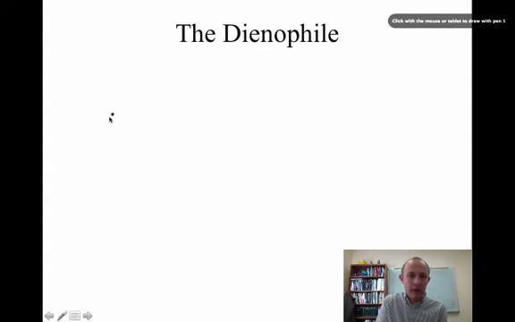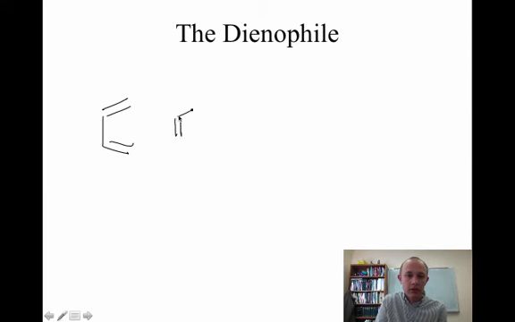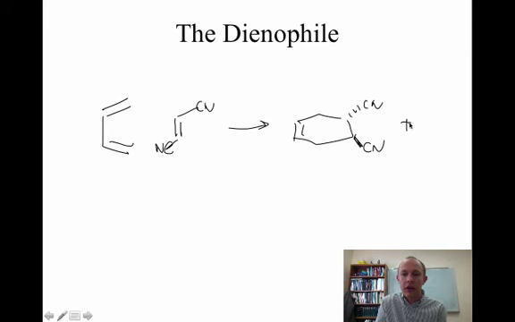Alternatively, if we started with a trans alkene, then you want to make sure that you draw the trans product where one nitrile is down and one nitrile is up.